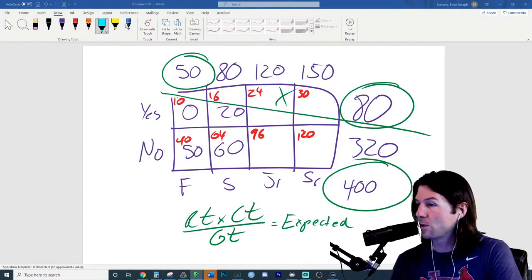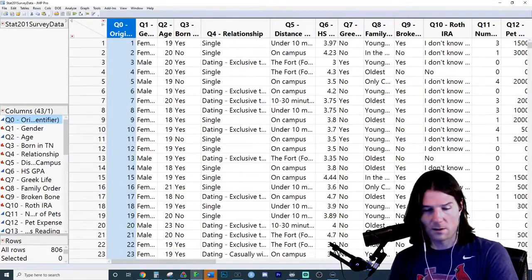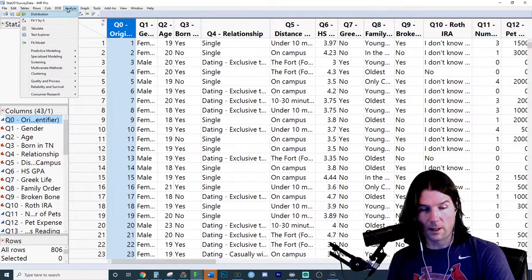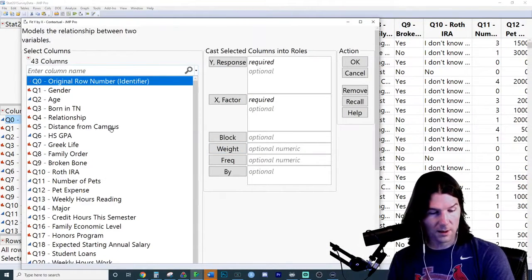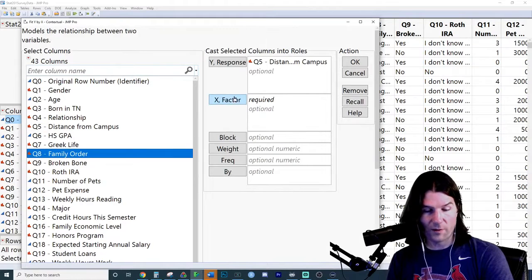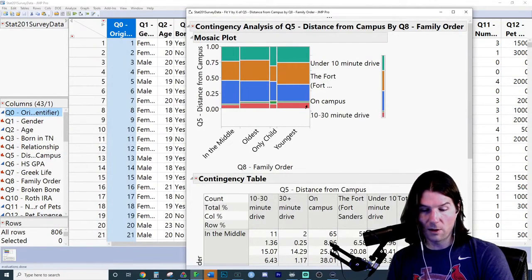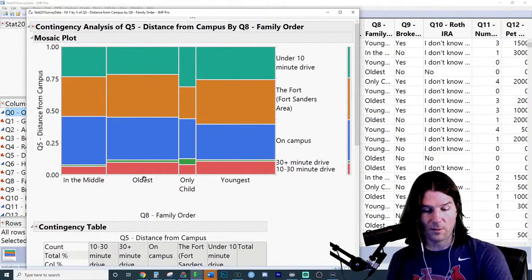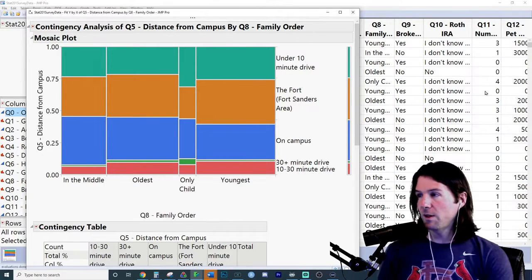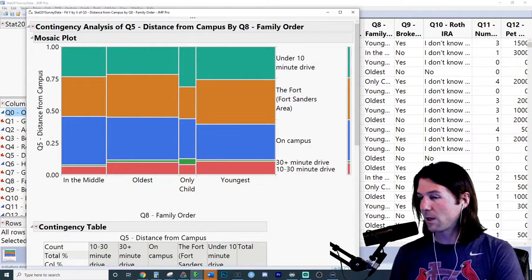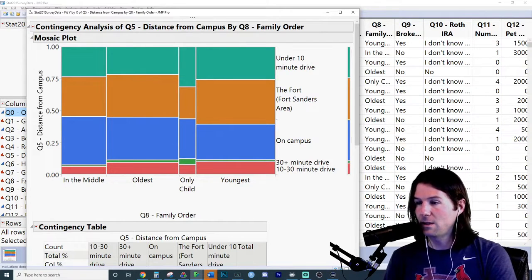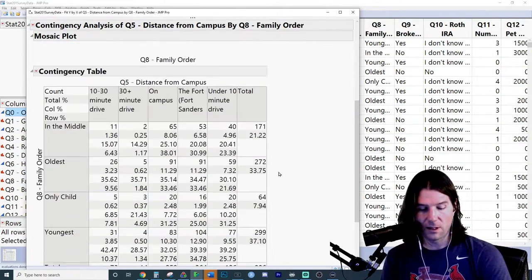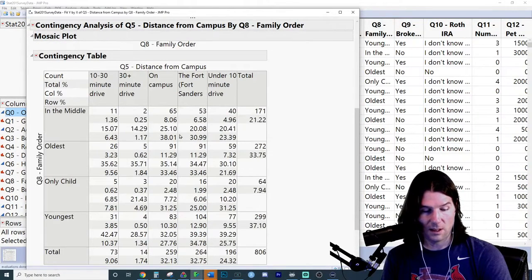Let me open up a bigger JMP data set. Okay, so this one right here, I'm going to do more. Let's do distance from campus and your family order. I want you to look at this right here and say, Brian, that is a what by what. Be very careful. Figure out the degrees of freedom for this. If you can, you are definitely on track. And never get tricked by the total columns. If you look down here, you'll see the total columns.